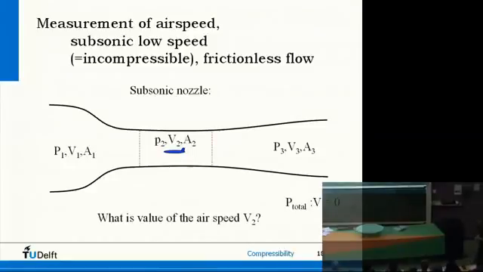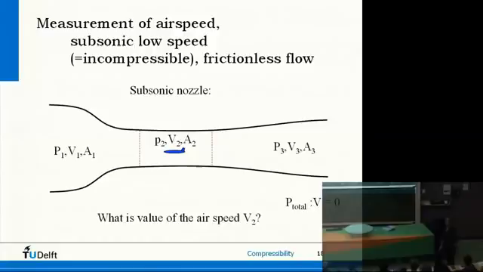Okay, now let's go back to the low speed range, the subsonic low speed, and look at how we can actually determine airspeeds, because that's what we're often very interested in. Speeds of aircraft, airspeeds in our wind tunnel. So how do we go about that?